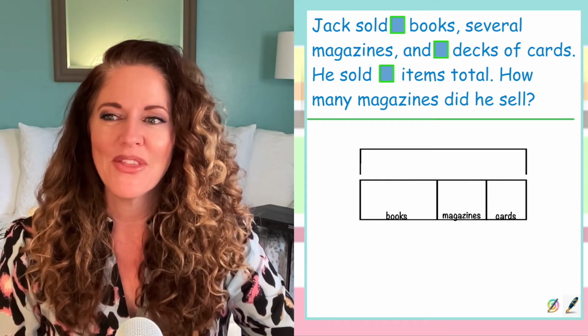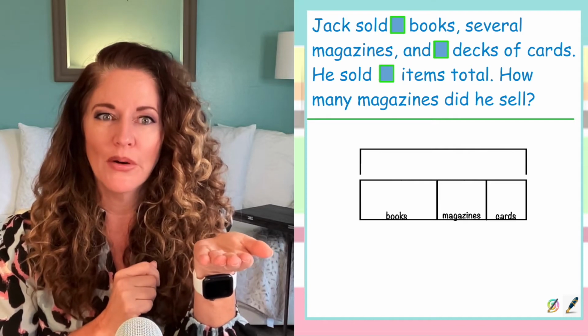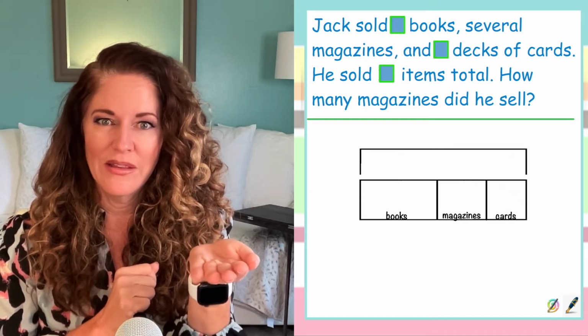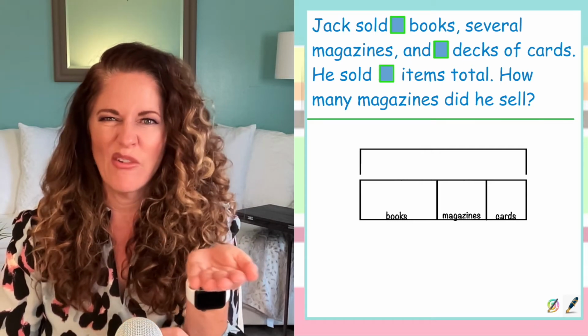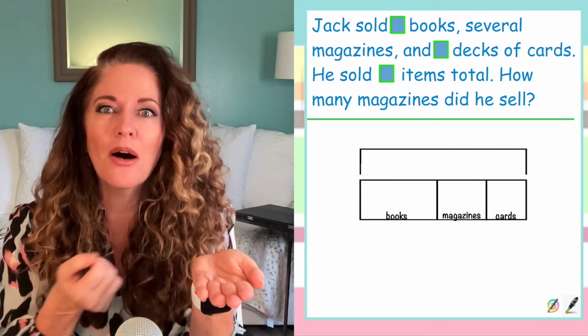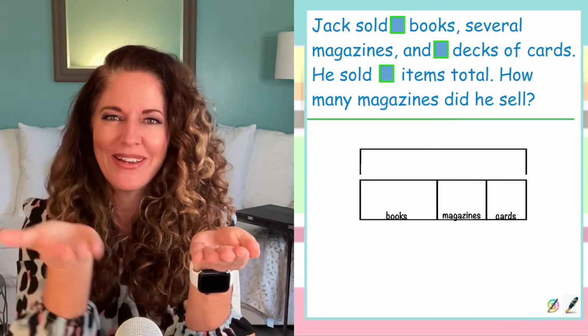We're going to model with our hands first. Jack sold blank books. All right, we got books in our hands. He also sold several magazines. Several. That means the same thing as some. So I don't really know what that is. That's my unknown. My magazines is going to be my unknown.